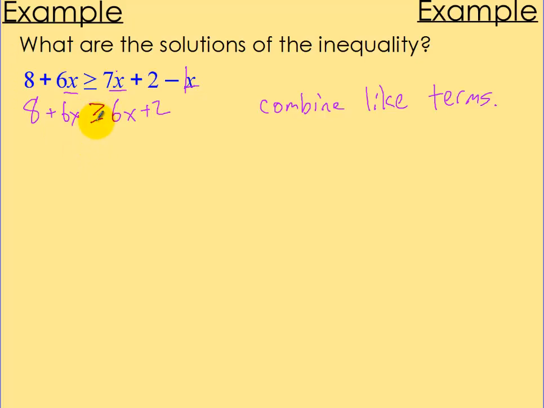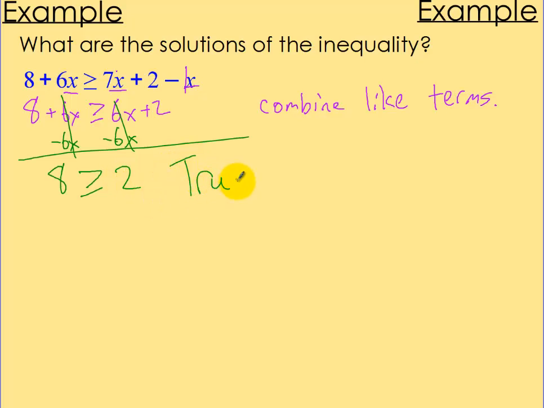Now the next step, I don't like having x's on both sides, so I will subtract 6x on both sides. Oh boy, what happens here? Those cancel. I get 8 is greater than or equal to 2. Well, okay, my x is canceled. Is 8 greater than or equal to 2? Yes, so this is true.